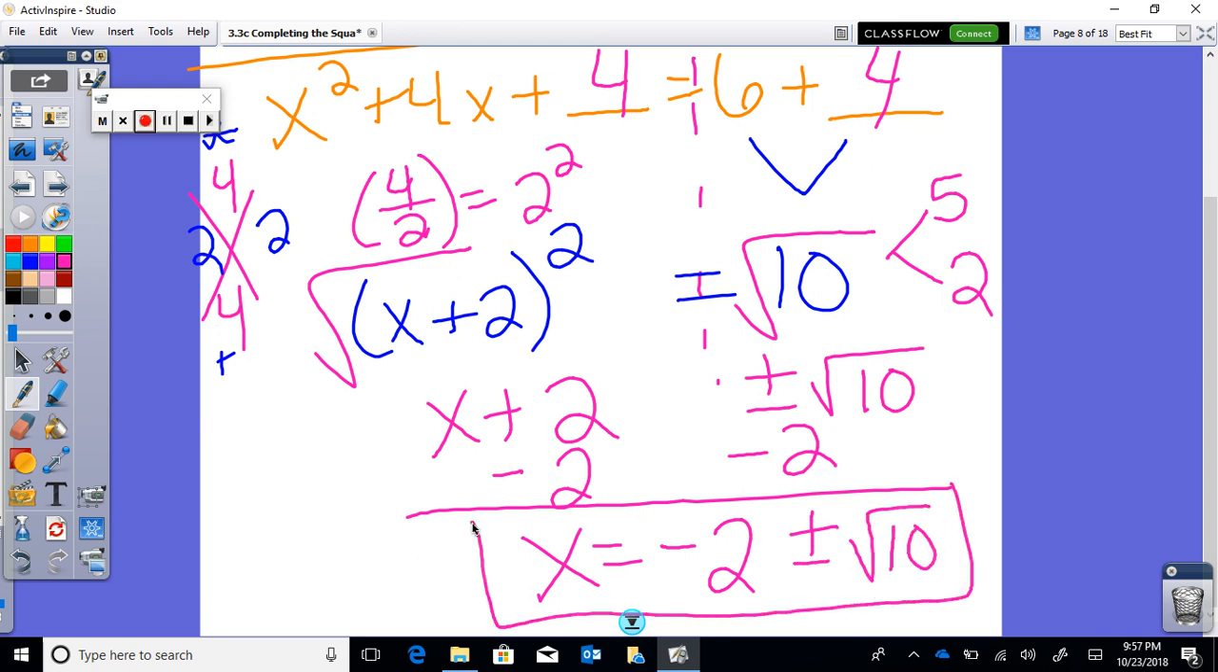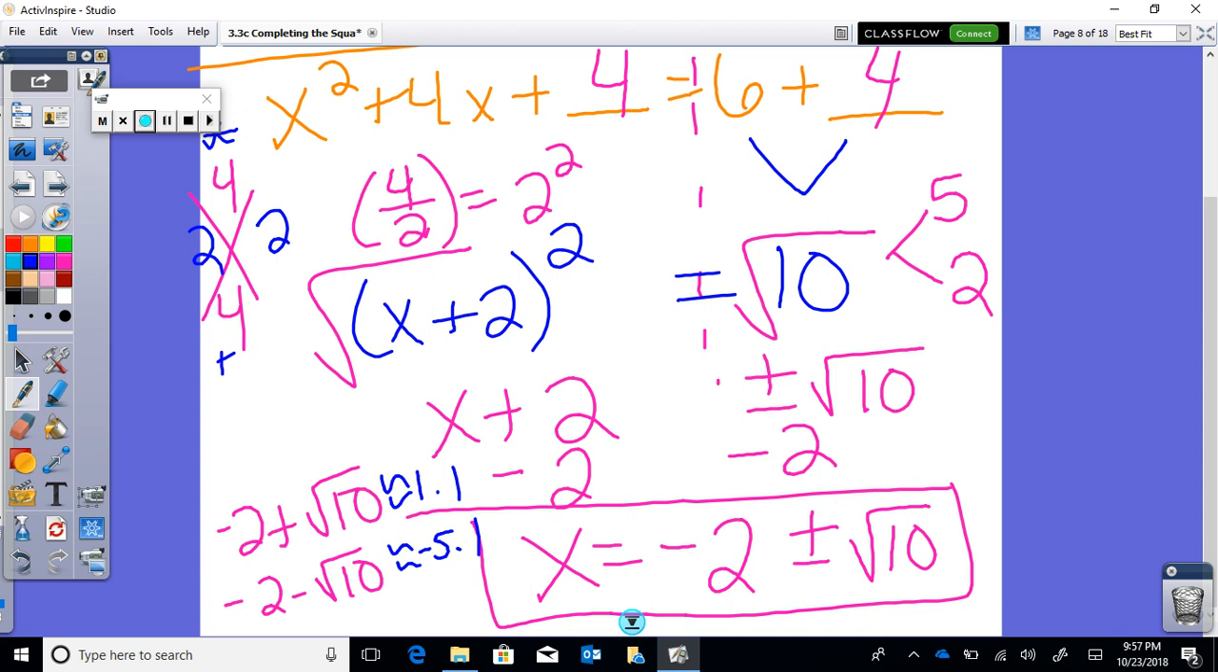This really is two answers. It's negative 2 plus the square root of 10, and negative 2 minus the square root of 10. The square root of 10 is approximately 3.1. So you could say that, approximately, negative 2 plus 3.1 would be 1.1. Negative 2 minus 3.1 would be negative 5.1, approximately.